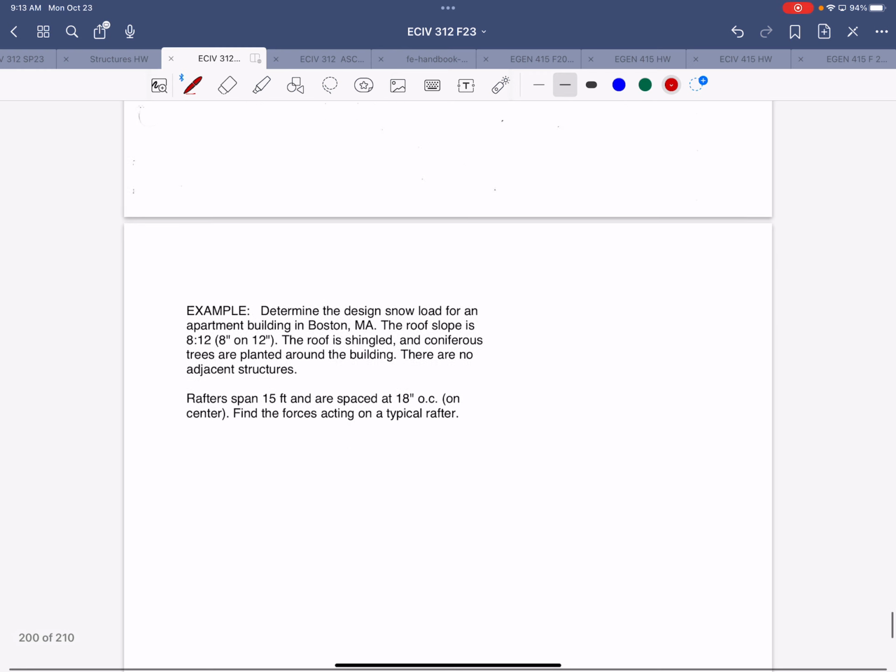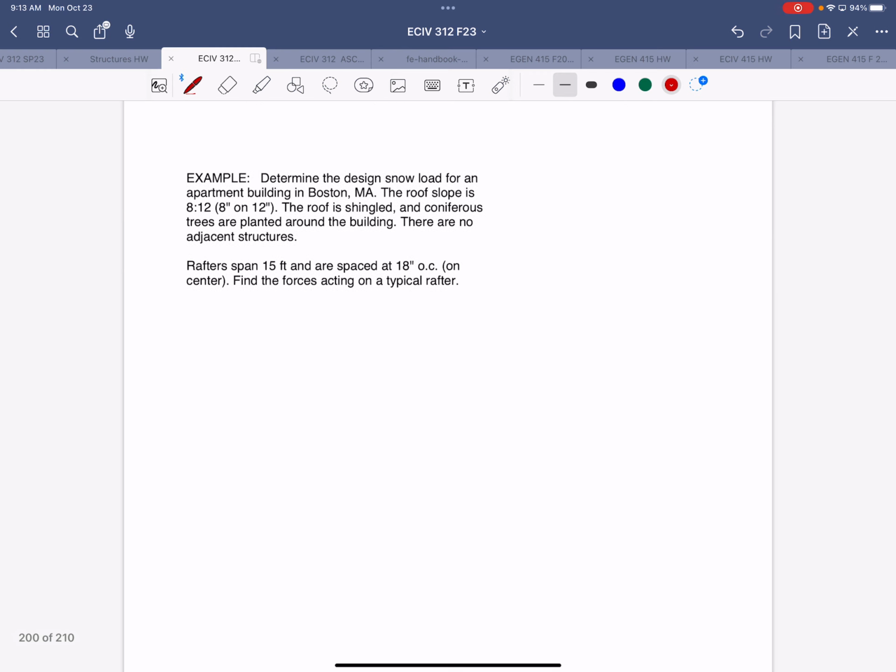All right, so this example we're going to look at is focused on a roof of an apartment building in Boston, Massachusetts. We're given the roof slope as 8 inches of rise on 12 inches horizontal. So on a sketch, that would look maybe something like this. It's a little bit exaggerated for the slope, but it's probably close. So this location marks the ridge.